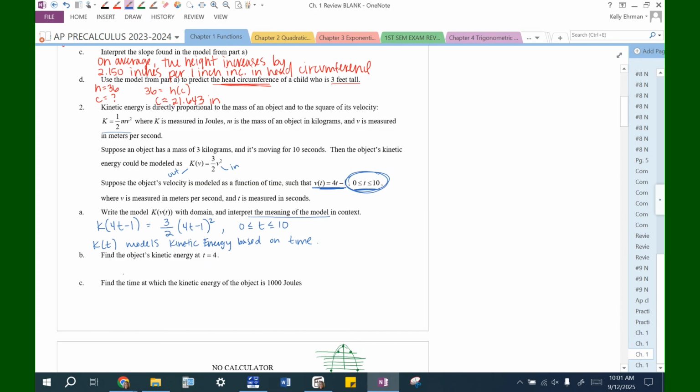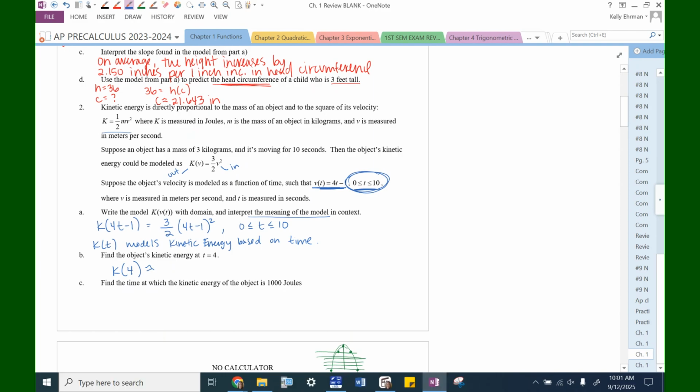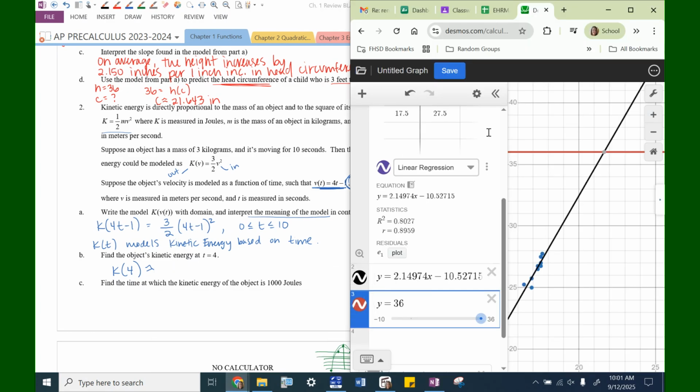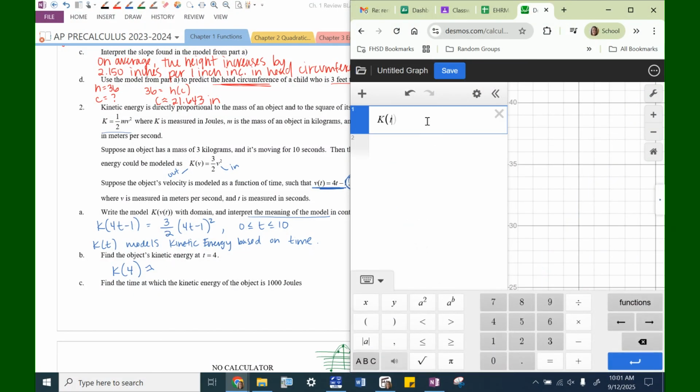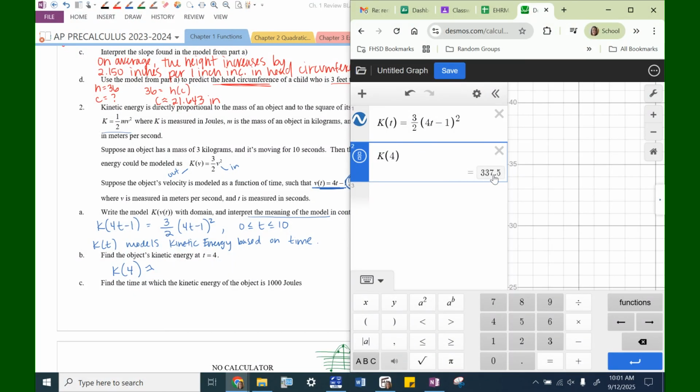Find the object's kinetic energy at t equals 4. So evaluate K of 4. You're plugging that into here. So you don't have to show me the work for that. It would be plugging in 4 for the t right there. But you can go over to Desmos here. Let's cross out our old stuff. All right, so K of t equals 3 over 2, 4t minus 1 squared. Remember, we're just trying to find K of 4, so we don't need the graph right now. It's coming out to 337.5.